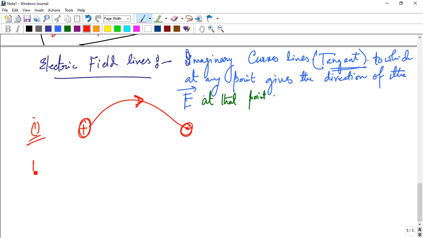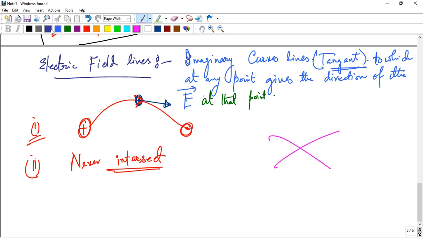Number 2: they never intersect. Because if they intersect, at that point there would be a tangent in that direction and a tangent in another direction. So one single point would have two electric fields. That is impossible. So that's why they do not intersect. And number 3.